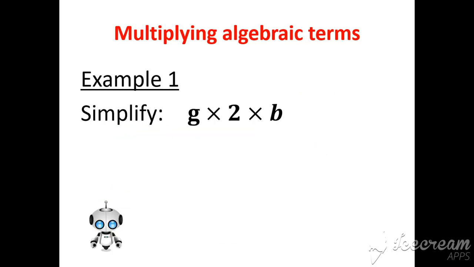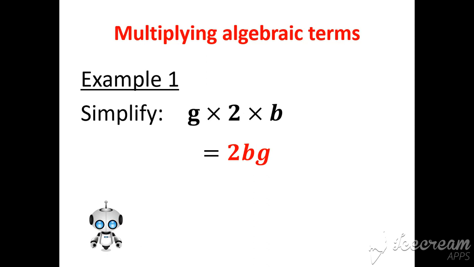All right, here we go. Example 1. Let's simplify this. Number G times 2 times a number B. So the key thing is we're going to put the number first, the coefficient first, 2 goes first, and then we write it in alphabetical order. B comes before G, and we don't write any times sign. So we're going to write it as 2BG. That means 2 times the number B times the number G.